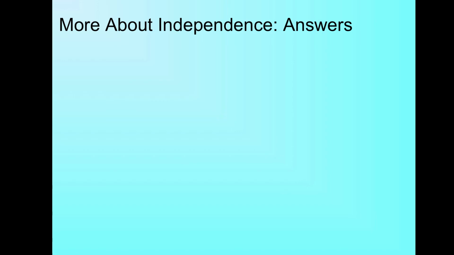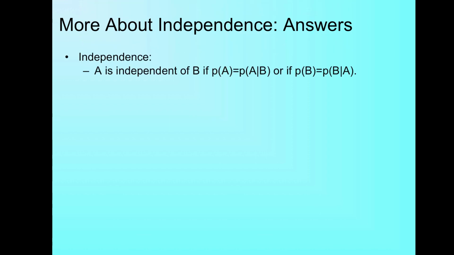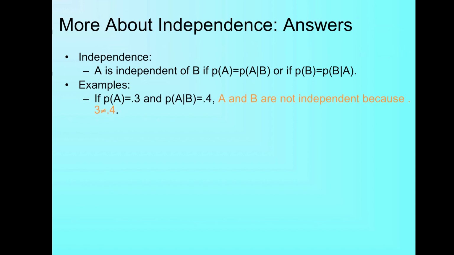All right, more about independence here. Now here are the answers to what hopefully you did before, which was pause the lecture and come up with these answers yourself. If you haven't done that yet, go back and please do it now. But okay, here come the answers. A is independent of B if, well, that's just the formula again. I'm not going to keep reading it to you. And here are the answers.